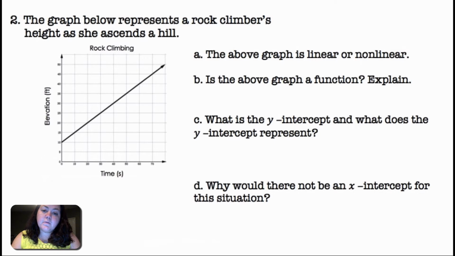The graph below represents a rock climber's height as she ascends a hill. The elevation in feet, elevation is like the height above sea level, and time in seconds. So, the graph next to us, is it linear or nonlinear? It's linear, which means it makes a line. There aren't any curves.